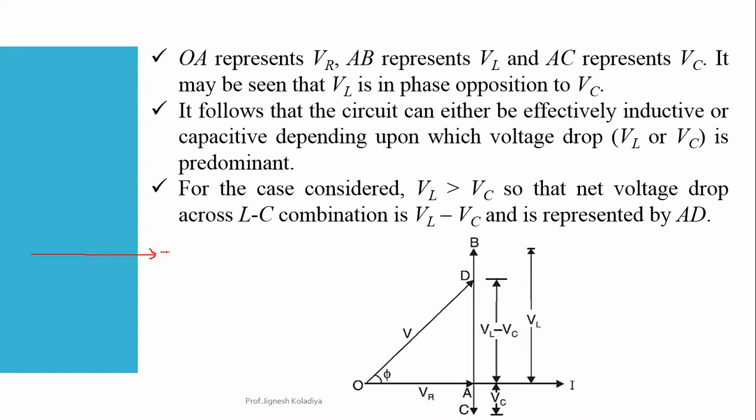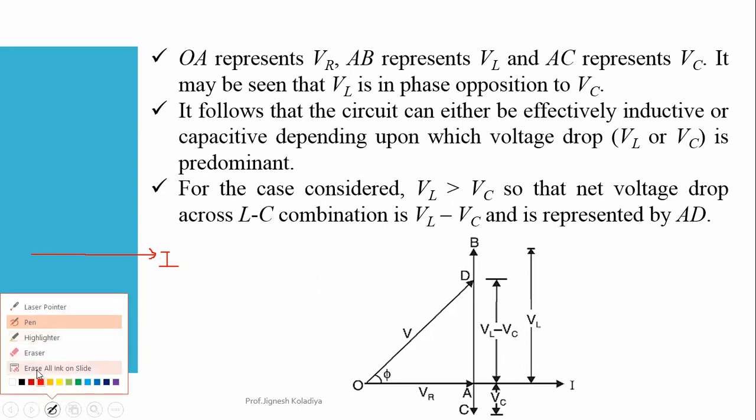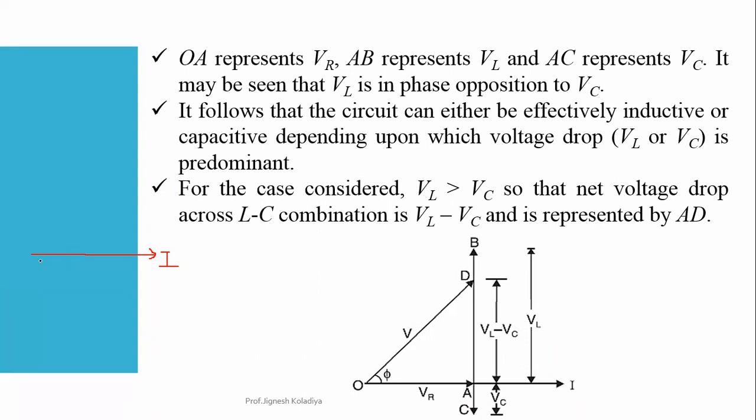I'm taking current as reference. So first of all, draw the voltage across resistor VR. So that is in phase. So VR is in phase with the current.